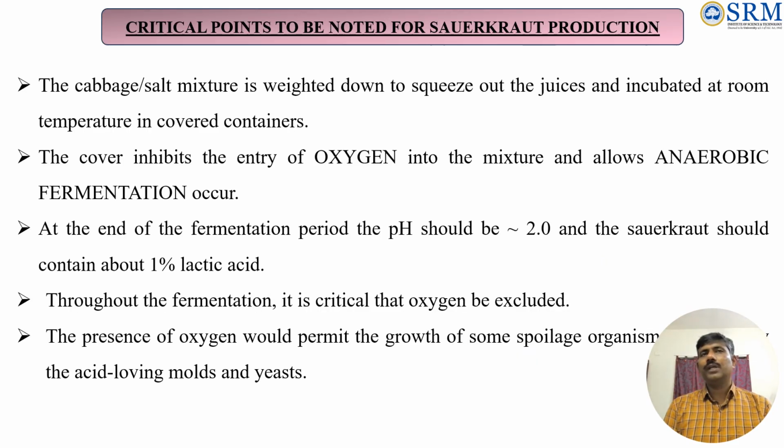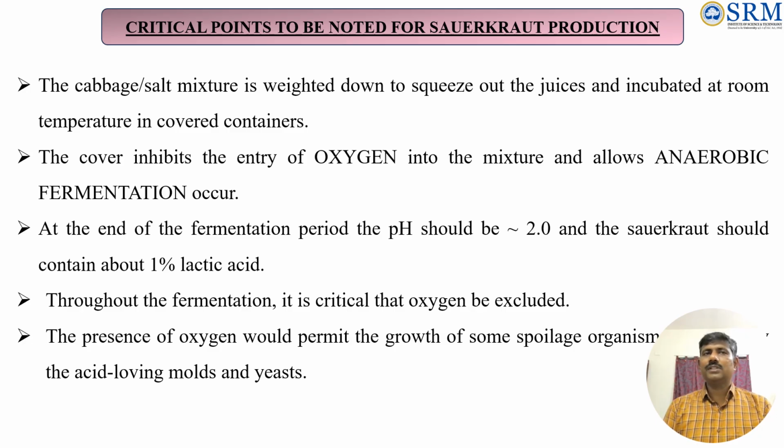The key points to be followed during sauerkraut fermentation are that the cabbage and salt mixture is weighted down to squeeze out the juices and incubated at room temperature in a covered container. The container inhibits the entry of oxygen into the mixture and maintains the anaerobic fermentation condition. At the end of the fermentation period, the pH should be approximately 2 and the sauerkraut should contain at least 1% of lactic acid. Throughout the fermentation, it is critical to prevent the entry of oxygen.